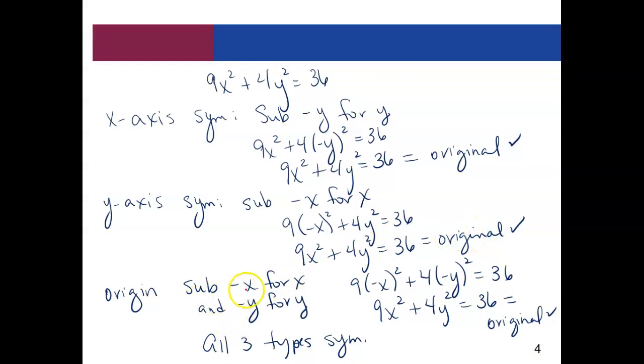And then for the origin, you're going to substitute negative x for x and negative y for y. Simplify that, and that one also equals the original. So this particular one is actually an ellipse, and it does have all three types of symmetry.